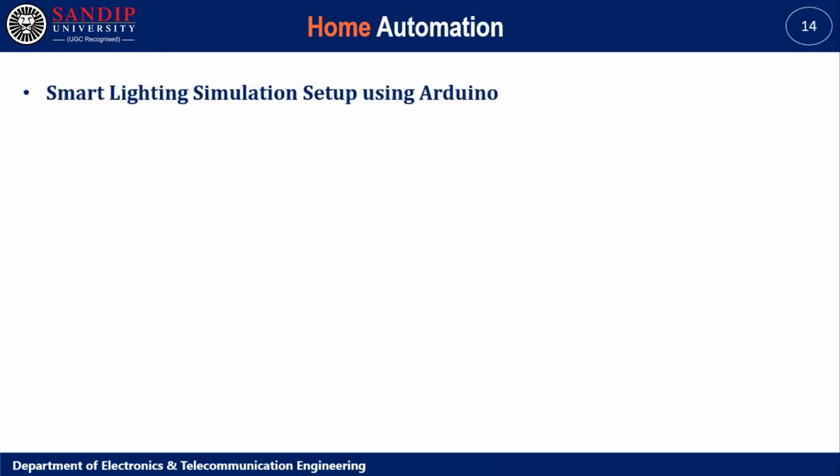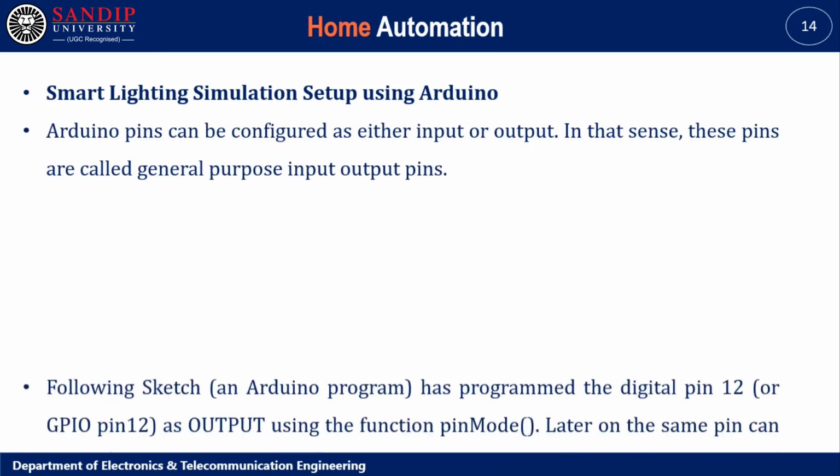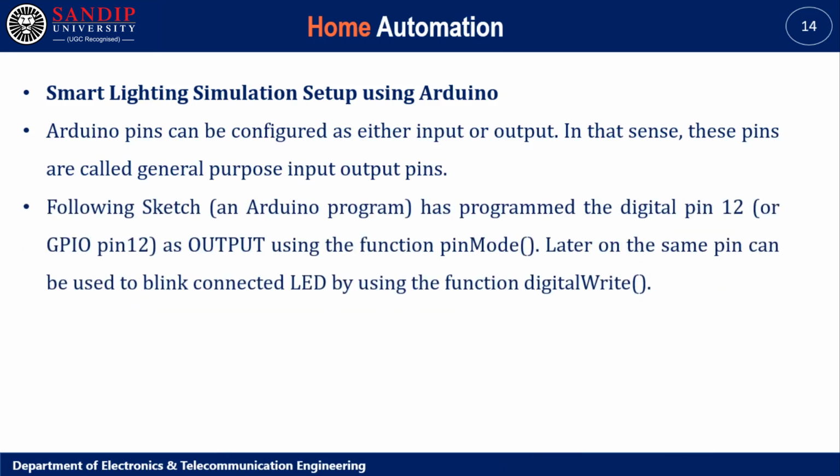Smart lighting simulation setup using Arduino. Arduino pins can be configured as either input or output. In that sense, these pins are called general purpose input-output pins. In the following sketch, an Arduino program has programmed digital pin 12, or GPIO pin 12, as output using the function pinMode. Later on, the same pin can be used to blink a connected LED by using the function digitalWrite.